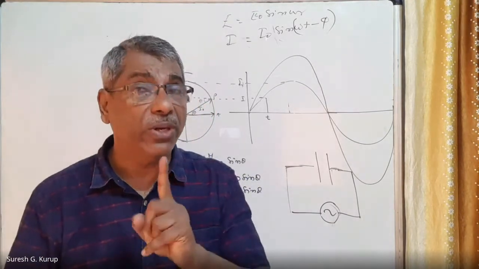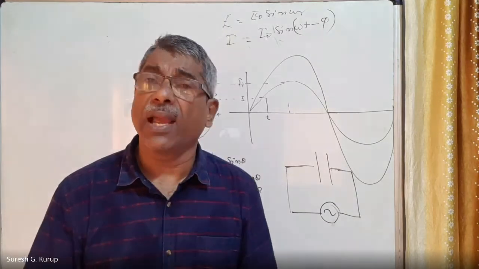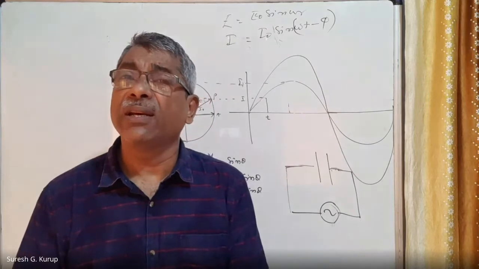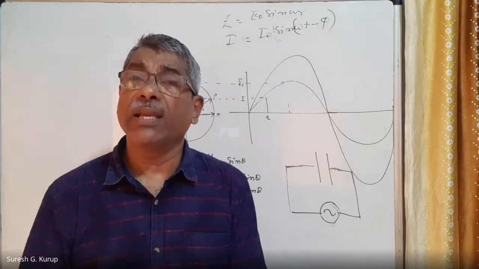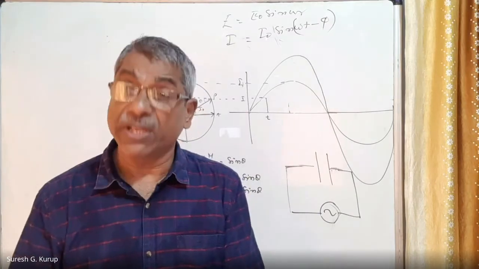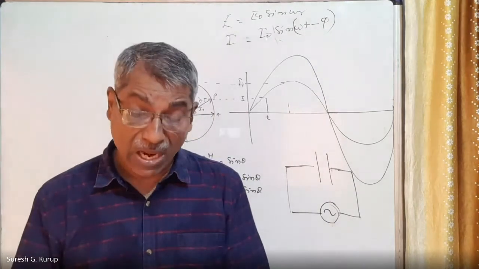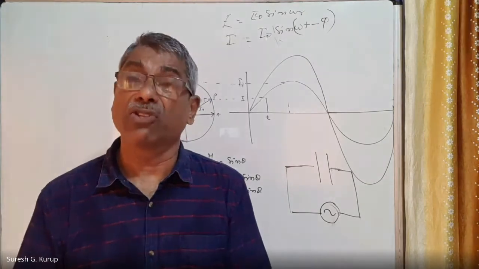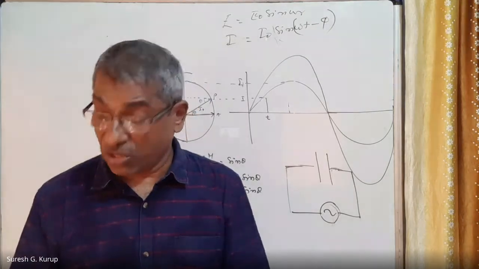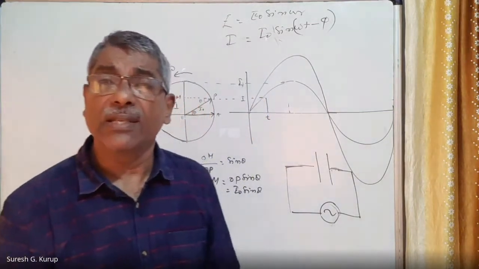To deal with two alternating quantities simultaneously acting in a circuit, we need the help of a physical quantity. The name of that physical quantity is called phasor. When you go with the topic, it will be easy to understand things. So this is about phasor. Now I am coming to AC circuits.